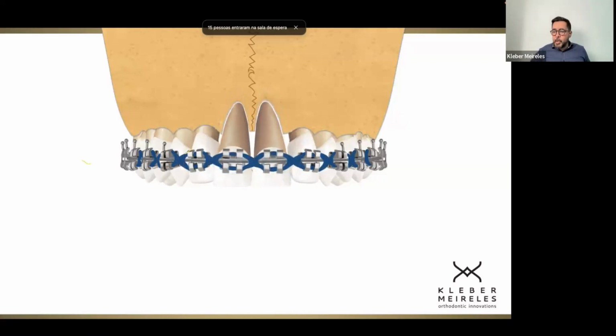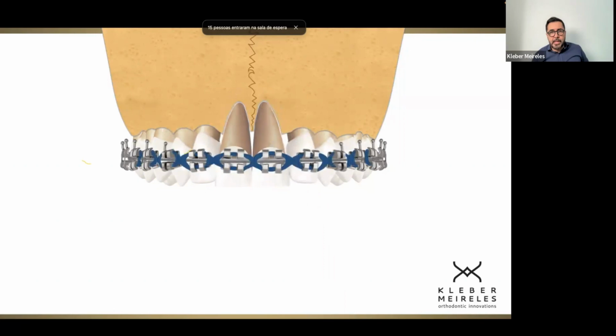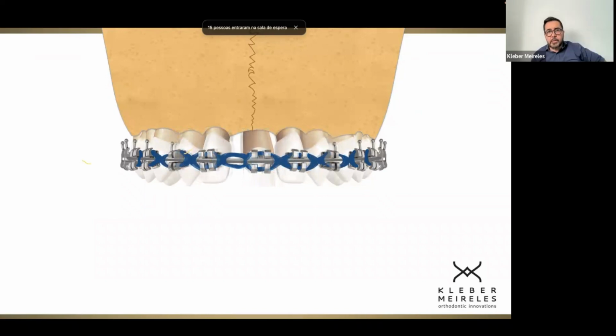And now I'm closing the gap, I'm closing the space like this, okay? And then I'm doing the IPR, grinding the mesial and distal faces of those teeth, and closing the gap and closing the space. Of course, when we reach the exact size of the crown and the root, it won't help me if I do further IPR, because it won't close the gap, because the root is going to be wider than the crown.